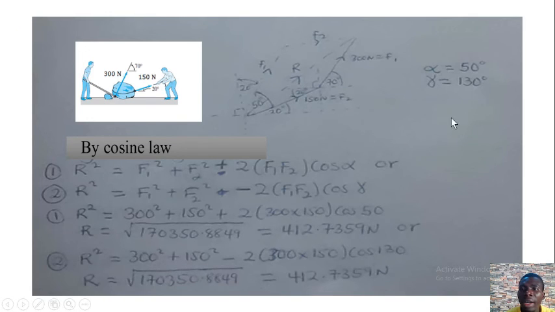Or when you go the other way, that is you use the angle formed between the two forces, you use your angle gamma. So R squared equals 300 squared plus 150 squared minus 2 times 300 times 150 cos 130. When you punch your calculator very well, you should get 170,350.8849. Then you take the square root of both sides to get R equals 412.7359 Newton, and that is how to calculate the magnitude of the resultant of two given forces. Thank you.